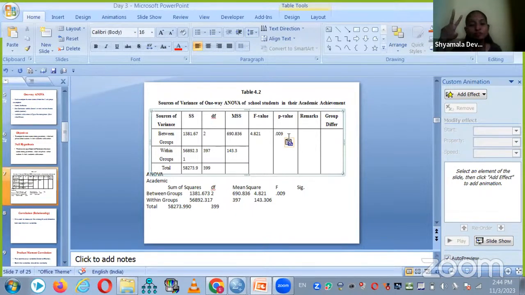So we can check both for 5% level of significance and 1% level of significance. Now this p value is significant at 5% level or at 1% level? Yes, 1% level of significance. Very good. So if it is significant at 1% level, we have to give 2 stars. If it is significant at 5% level, we have to give 1 star. Okay. So now I'm giving 2 stars because it is significant at 1% level of significance. So now the remark under the remark column, it is significant.